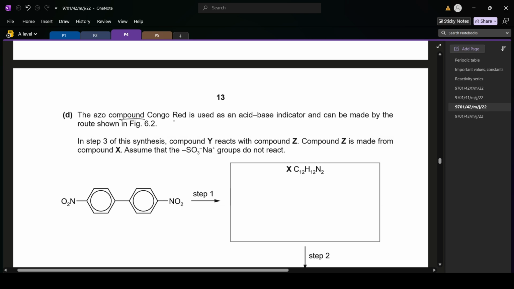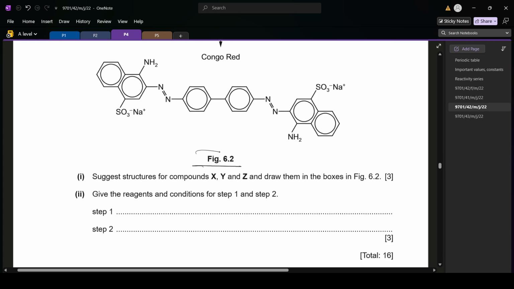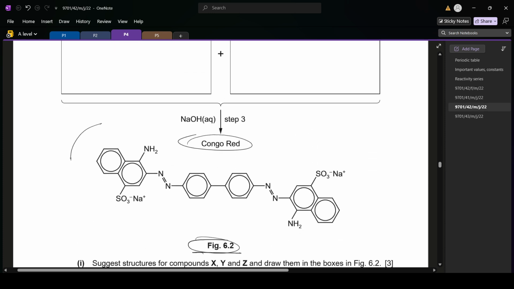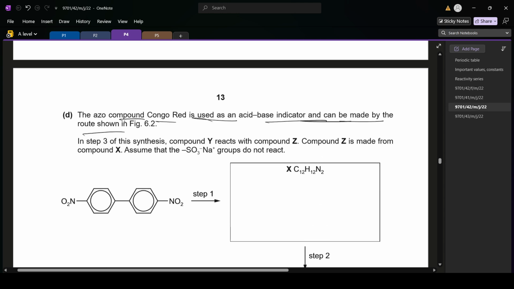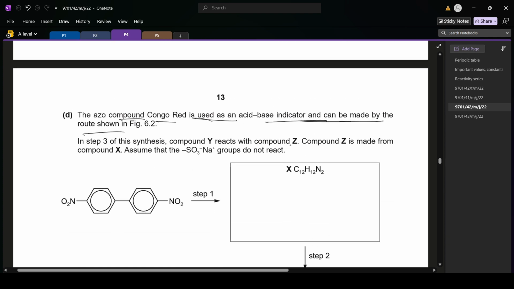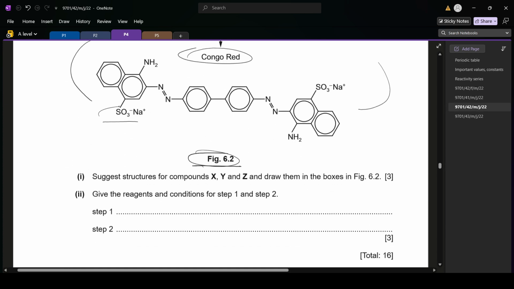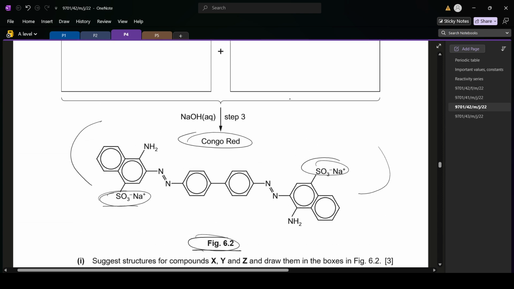Part D: the azo compound Congo red is used as an acid base indicator and can be made by the route shown in figure 6.2. This is your figure 6.2, and this molecule is your Congo red. In step 3 of this synthesis, compound Y reacts with compound Z. Compound Z is made from compound X. This is your X, and assume that this group does not react. This group is unchanged.